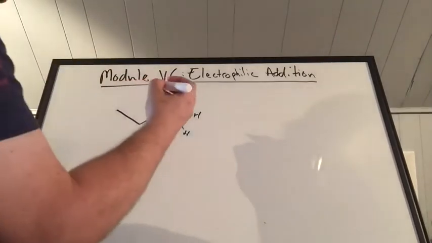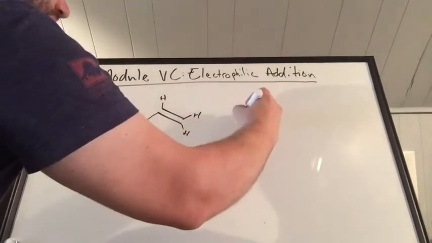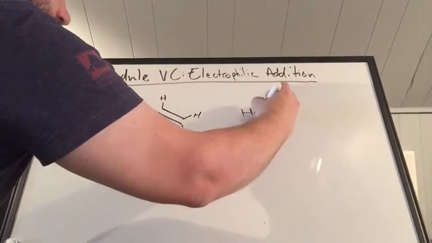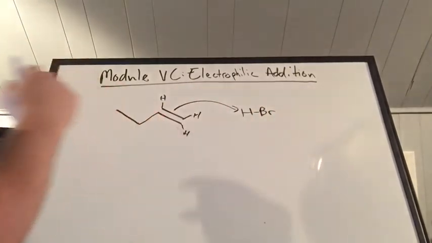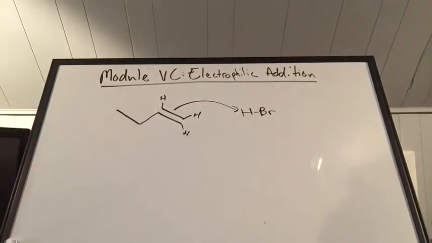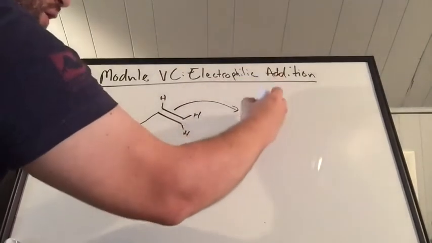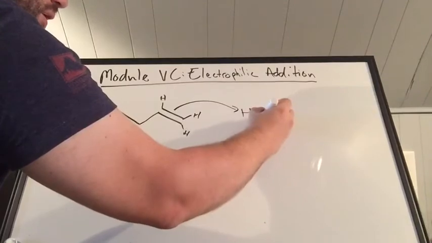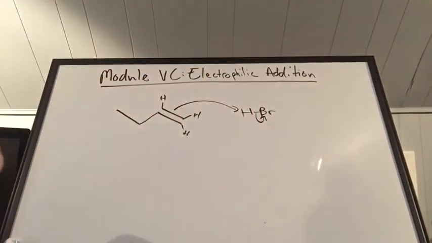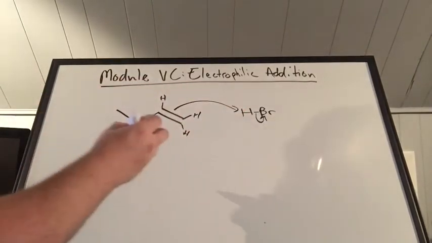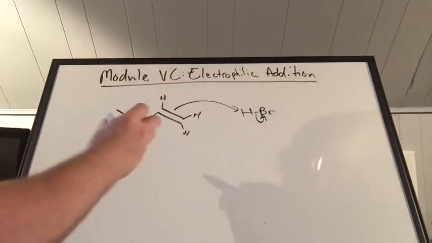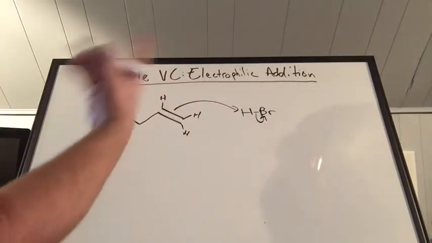Okay, so the first example we're going to go over is just a simple electrophilic addition with a vinyl or 1-butene, coordinating to a hydrogen, kicking a bromo group off. So the HBr is going to be the electrophile in this particular case, so electrophilic addition.